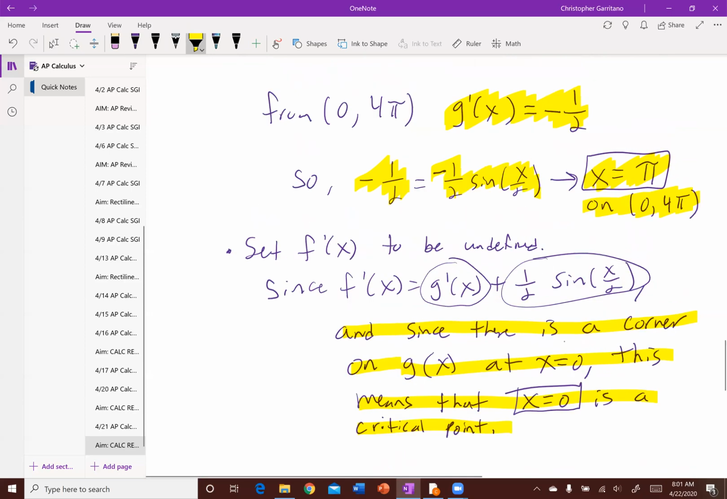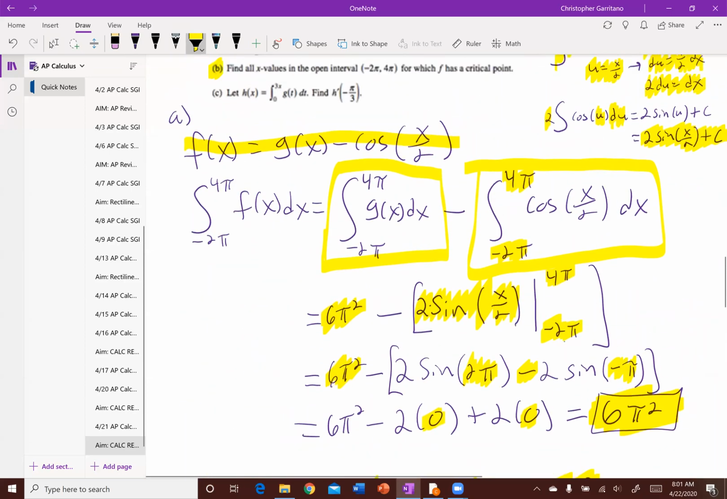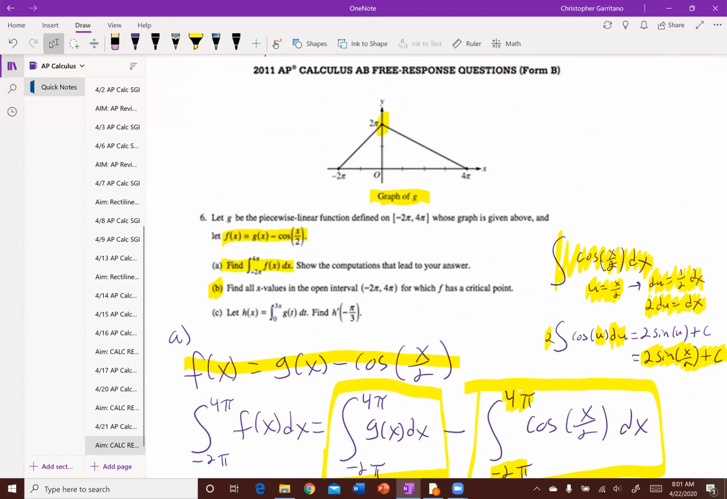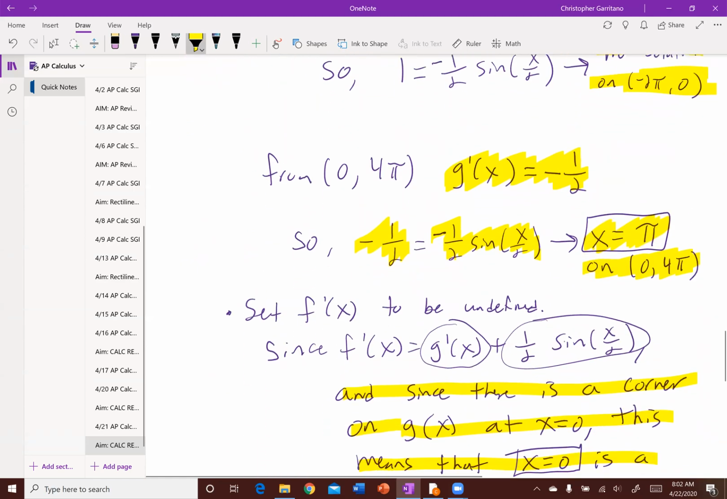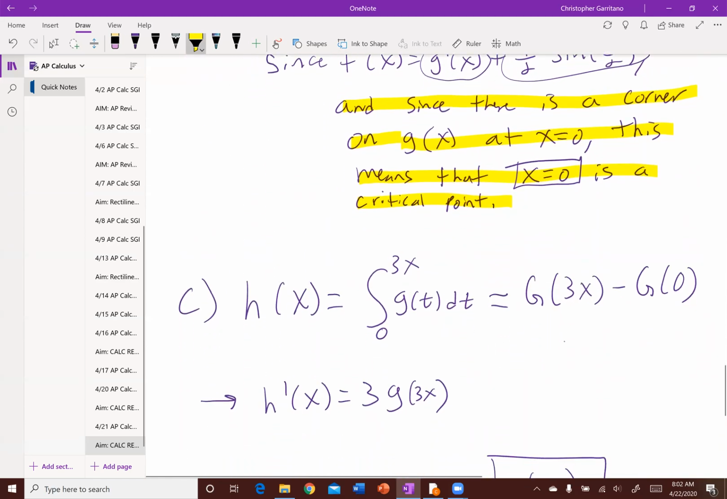All right, part C. Part C actually was probably the easiest part of this problem, which is odd. Usually part C is the most difficult, but at least in my opinion. So they define a new function h of x, and we're asked to find h prime of -pi over 3. Well, h of x is the integral from 0 to 3x of g of t dt. This is a direct application of fundamental theorem of calculus part 2.